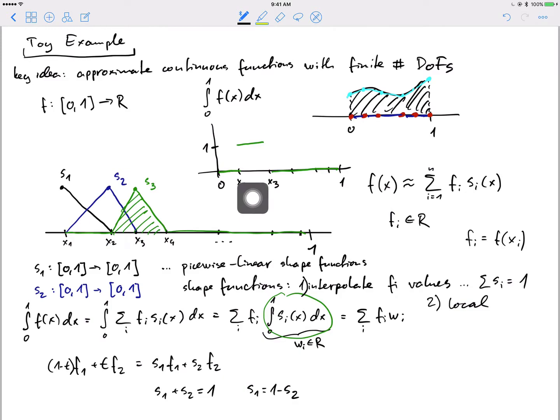Now, one thing you can notice is that this shape function would not be continuous, right? There is this discontinuity, the jump. These piecewise linear ones are continuous, but they are only C0. Their derivative is no longer continuous. Everybody sees that.